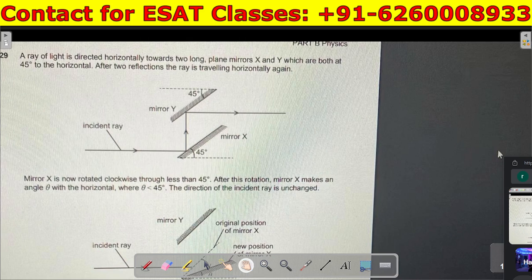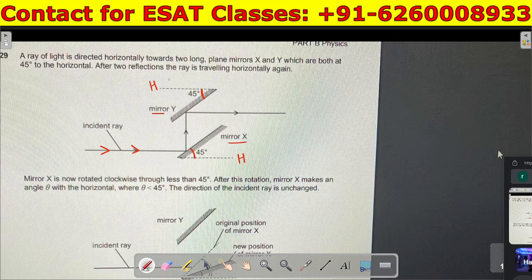Okay, the question is saying a ray of light is directed horizontally. So you can see this is the incident light and it is coming horizontally towards two long plane mirrors X and Y. This is the mirror X, this is the mirror Y, which are both at 45 degrees to the horizontal. You can see this dotted line is the horizontal line, and they are making 45 degrees as shown in the diagram, right?